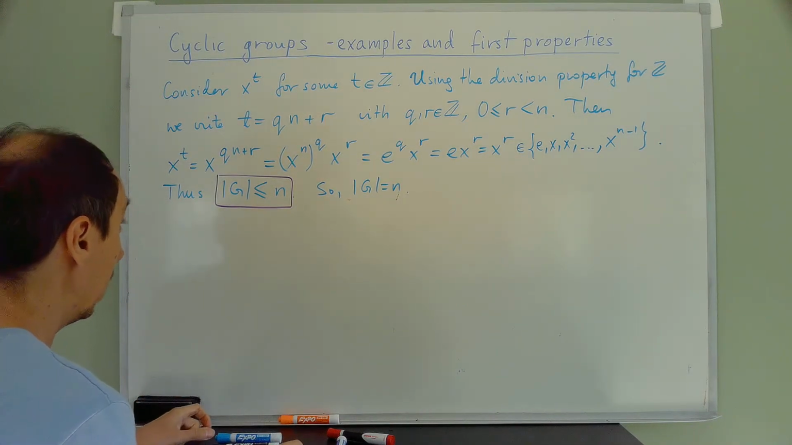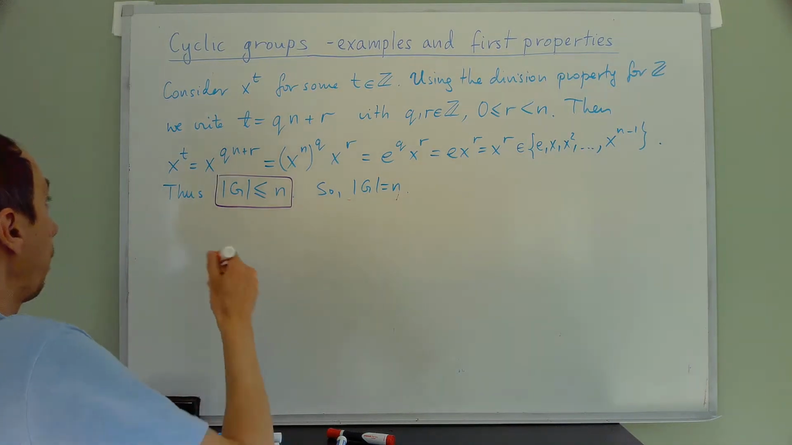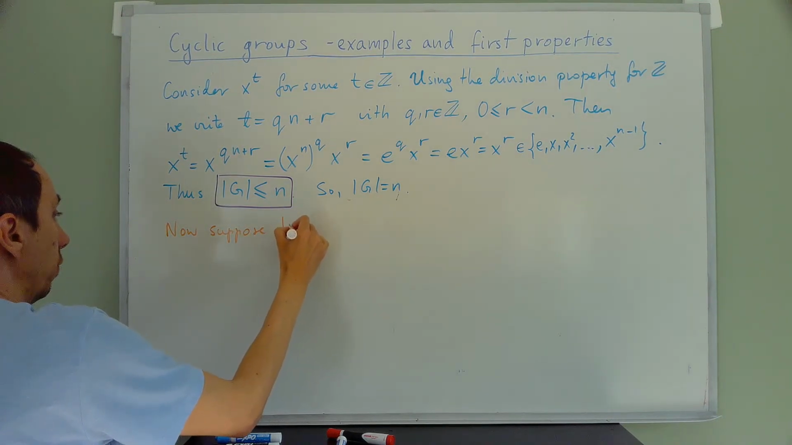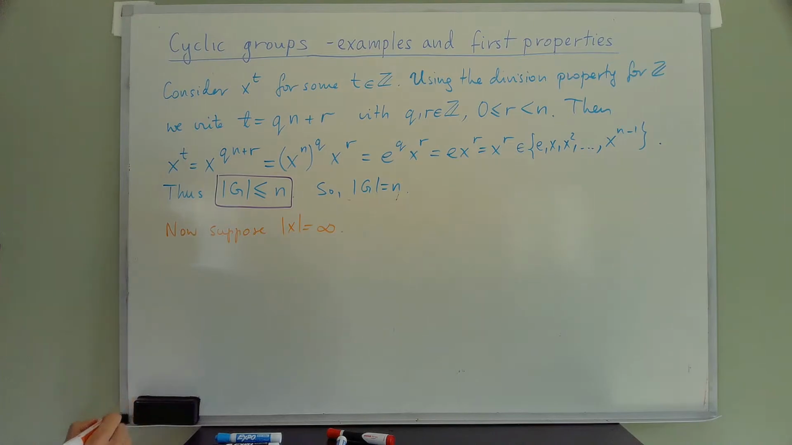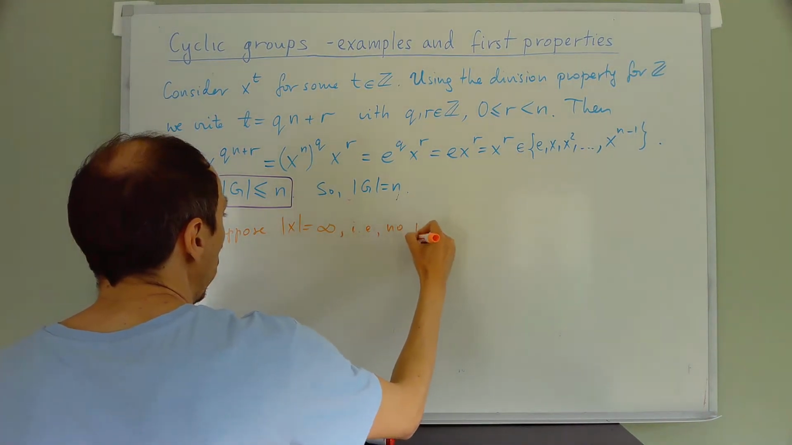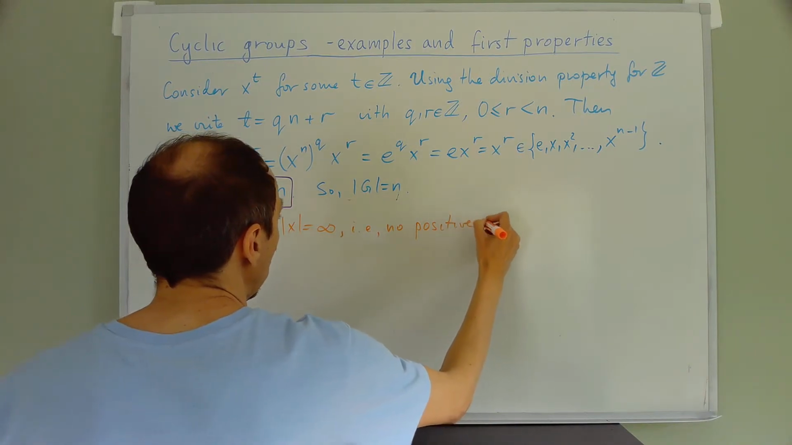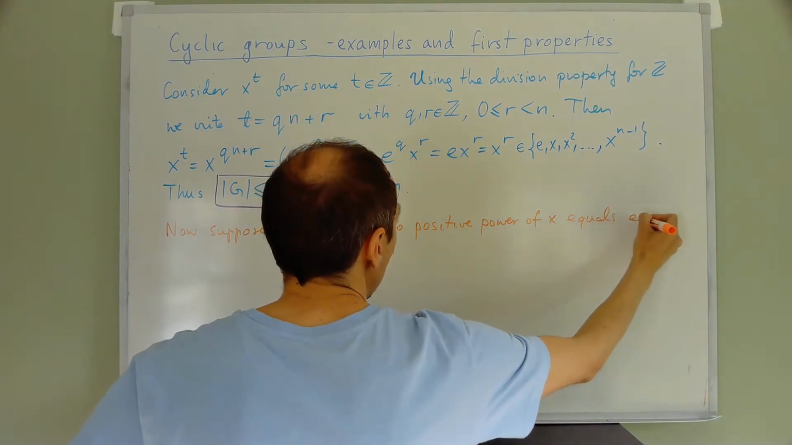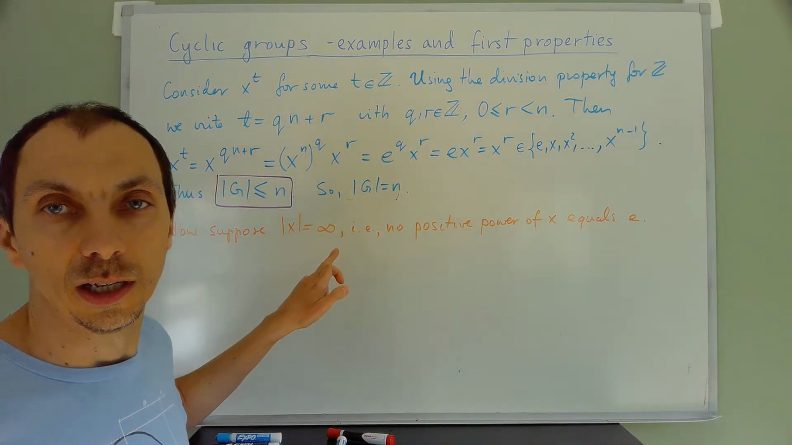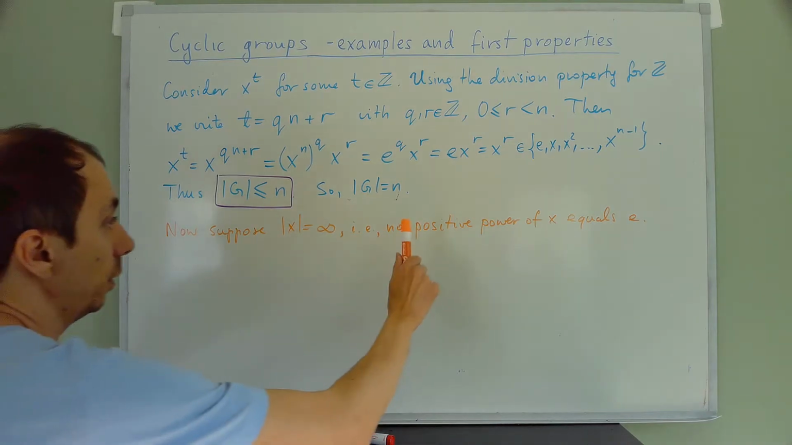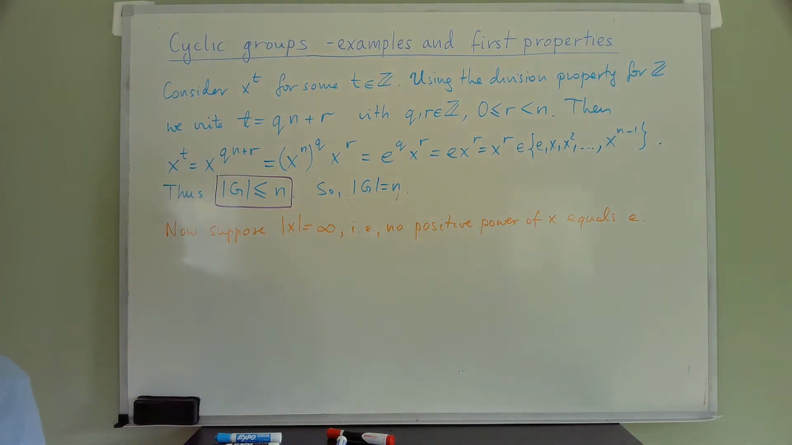So now let's suppose that the order is actually infinite. Let's do the complementary case. The order of x is infinite, i.e., no positive power of x equals e. Right? Because if some positive power of x equals e, then there's a smallest such, so the order will be finite. If the order is infinite, that means no positive power of x equals the identity.